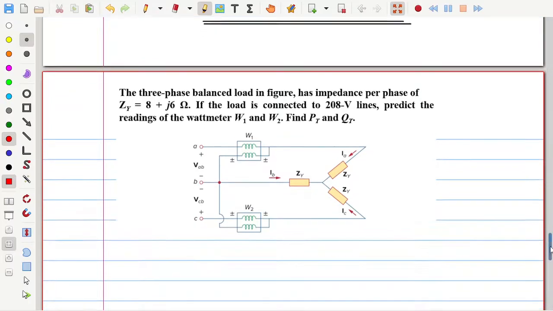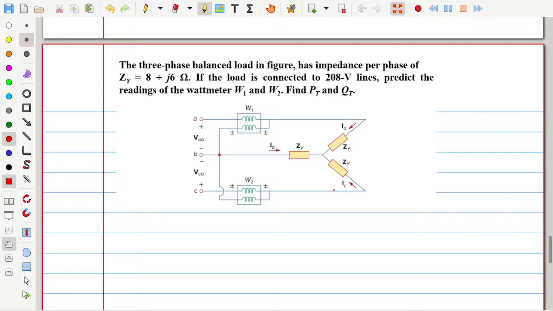I hope you need to do some more things to solve this problem, so let me spend some time on this. Let us see: this is a three phase balanced load with an impedance of this much. The load is connected to 208 volts, and we need to predict the readings of W1, W2, total three phase power, active power and reactive power. Let me quickly put these things up over here.